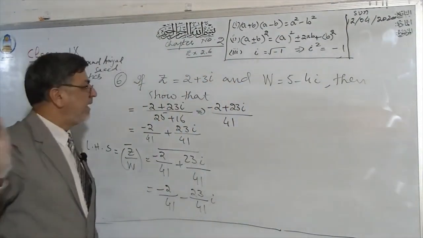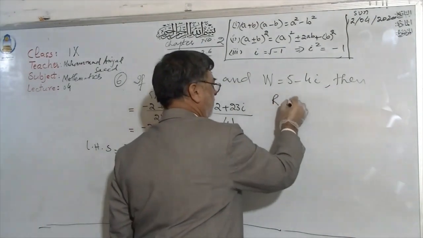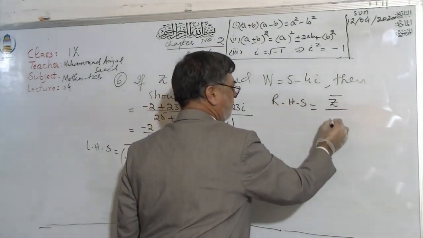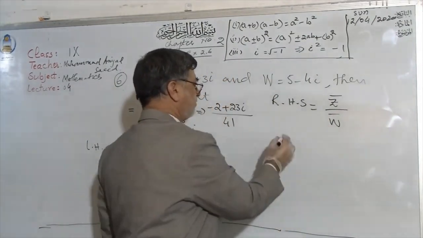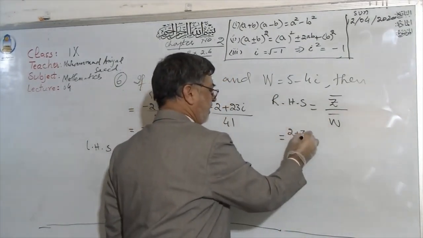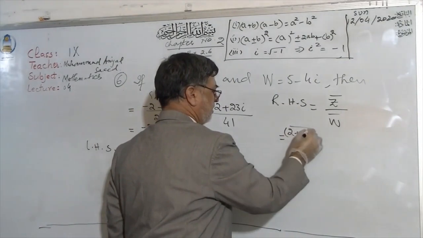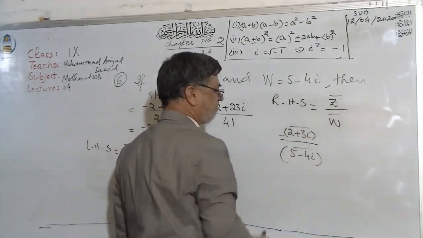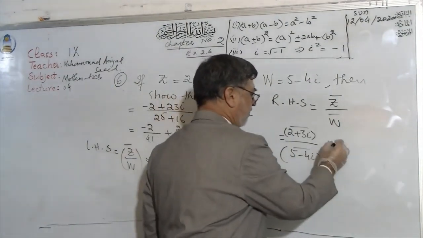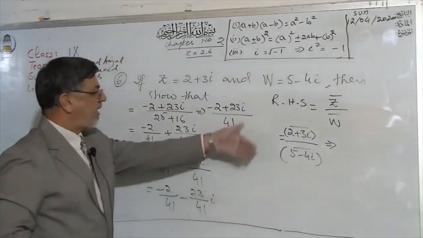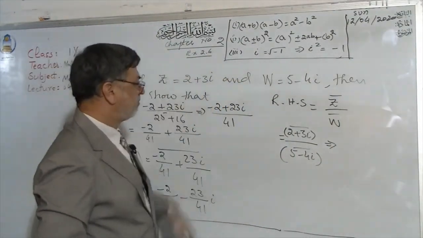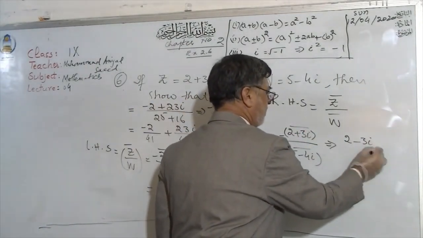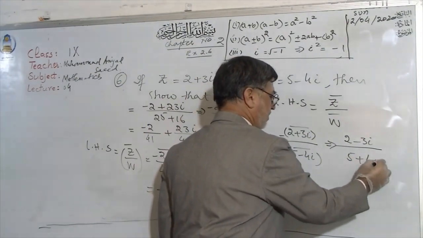Now, taking the right hand side, what was the right hand side? Z bar over W bar, that is, conjugate of (2 + 3i) over conjugate of (5 - 4i). Now, after that, apply the bar first. Change the sign before iota. It will be (2 - 3i) over (5 + 4i).